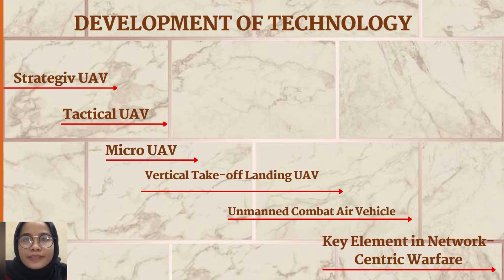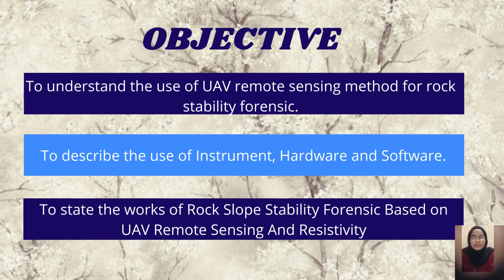The objective is, first, to understand the use of the UAV remote sensing method for rock stability forensics. The second objective is to describe the use of instruments, hardware, and software. The third objective is to state the work of rock slope stability forensics based on UAV remote sensing and resistivity.